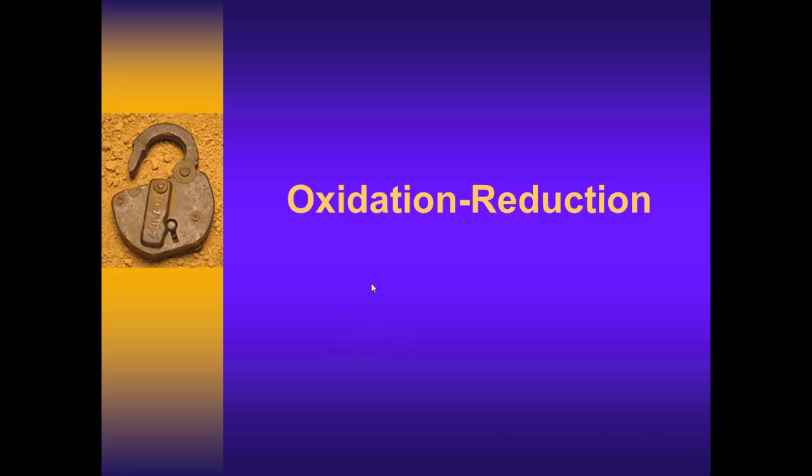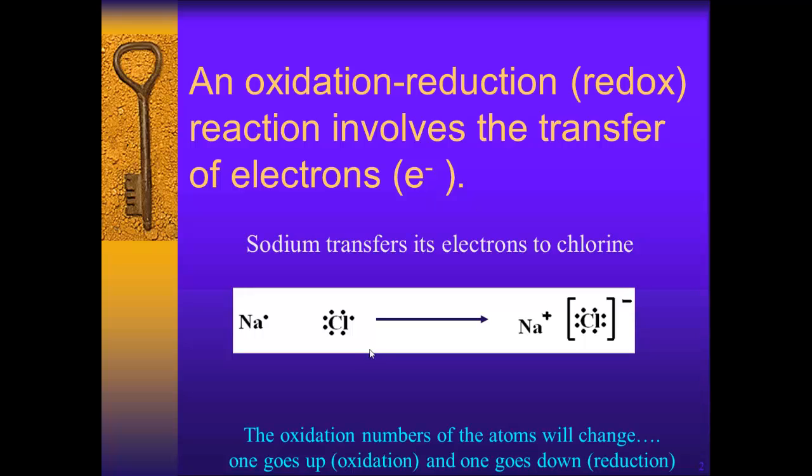Today we're going to talk about oxidation reduction reactions, or more commonly referred to as redox reactions. These are a very important type of reaction in chemistry, and we'll deal with them throughout the year. So what is a redox reaction? Well, a redox reaction involves a transfer of electrons.